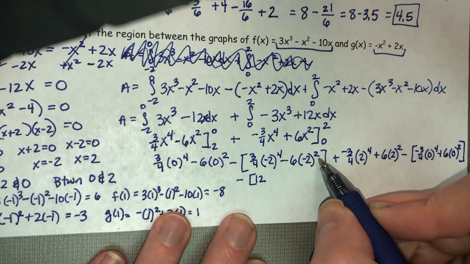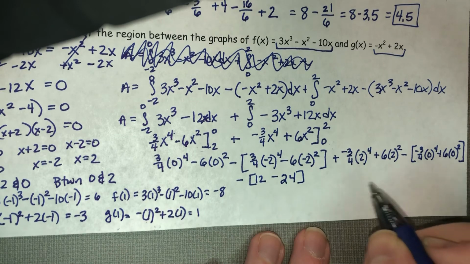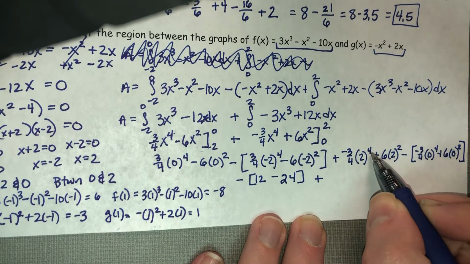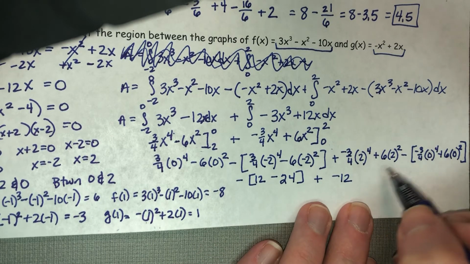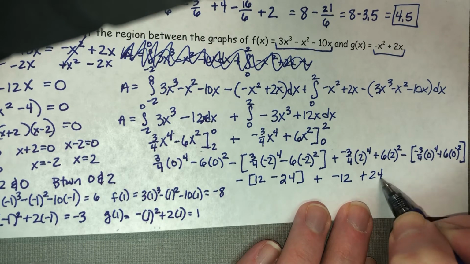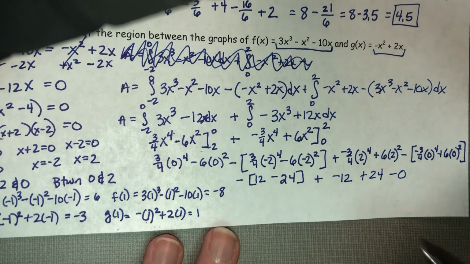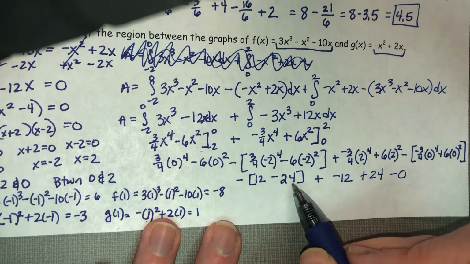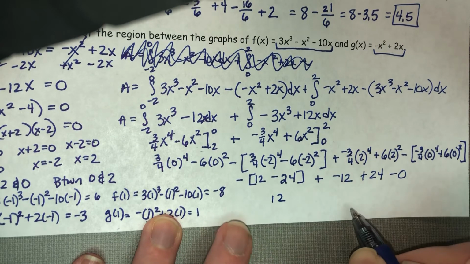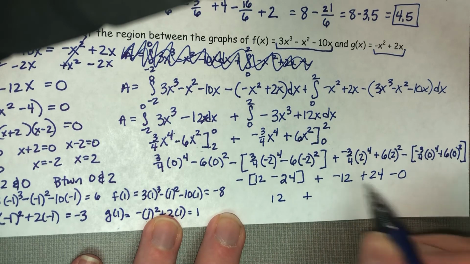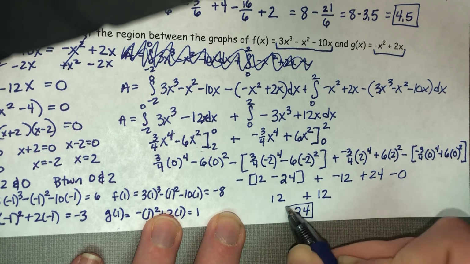-2 squared is 4. 4 times -6 is -24. Plus 2 to the 4th is 16, times -3/4 is -12. And then 4 times 6 is 24. And then this is minus all 0 inside of the brackets here. So 12 minus 24 is -12. But then times the -1 in front gives us positive 12 plus 24 and -12 is another positive 12. So the area is 24.